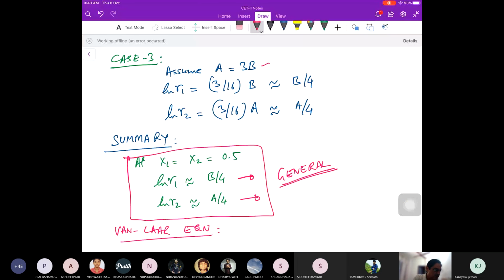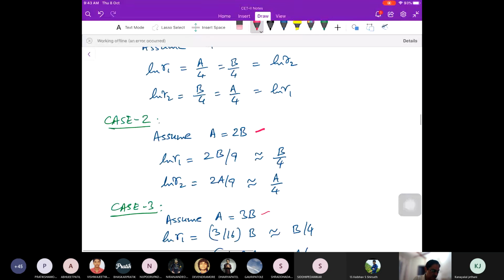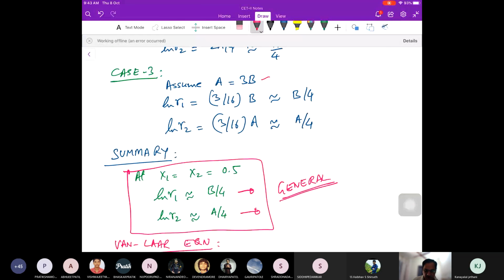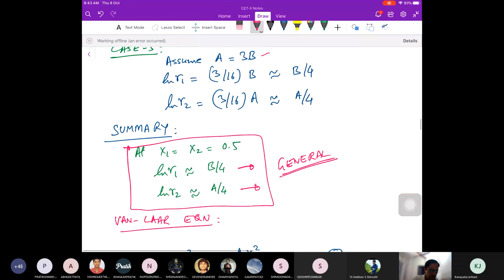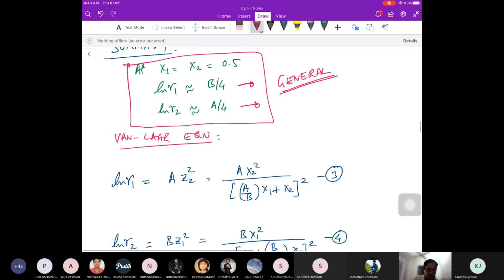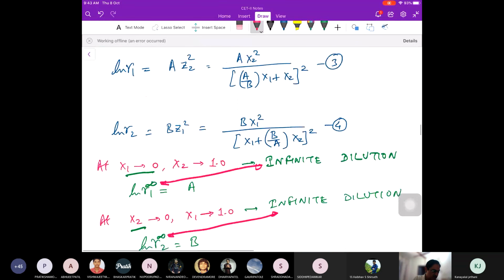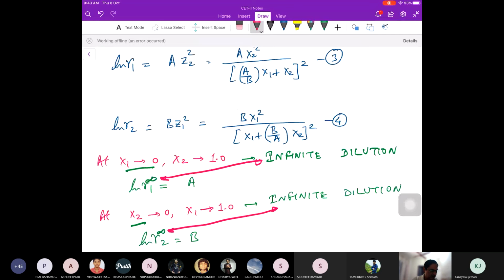Okay. So what we have done is we have taken some examples, a equal to b, a equal to 2b, a equal to 3b and so on, just to come to a conclusion about the likely correlation of gamma 1 with b and gamma 2 with a. And now we are taking a general case in which ln gamma 1 at infinite dilution is equal to A and ln gamma 2 at infinite dilution is equal to B.